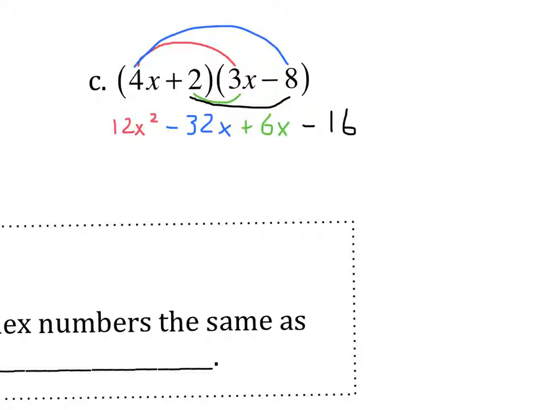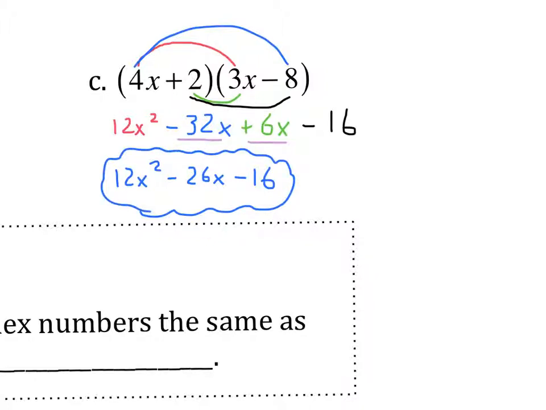We also make note here that I have some like terms. These two are like terms, so I can combine them. So I'm going to bring down the 12x squared. I'm going to combine my like terms to get negative 26x, and bring down my constant there. And when you commit to it, you put a ring around it.